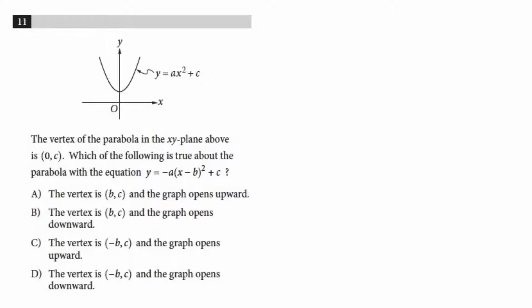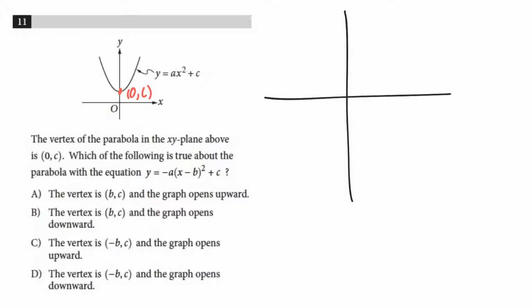Number 11. The vertex of the parabola in the xy plane above is 0, C. Okay, so 0, 0, C. Okay, now, which of the following is true about the parabola with the equation y equals negative a times x minus b squared plus c? Okay, well, this is just a transformation question.